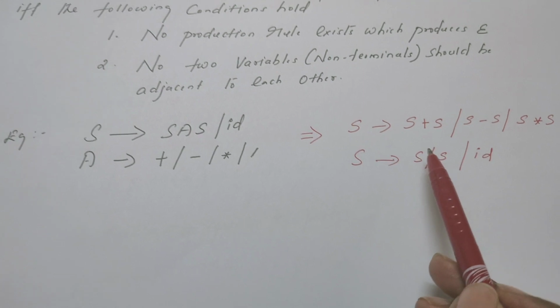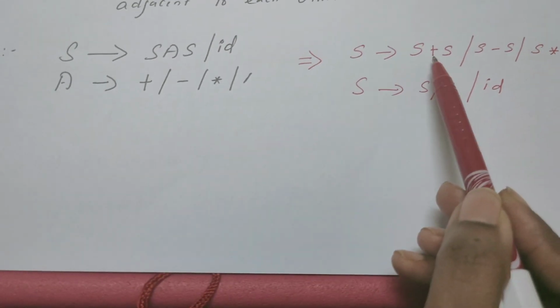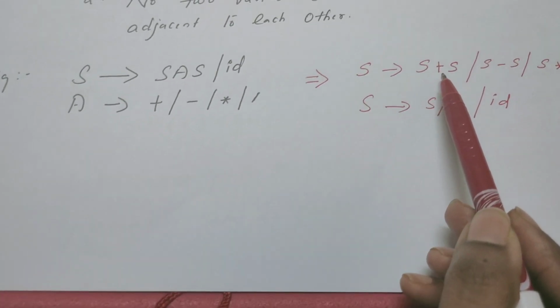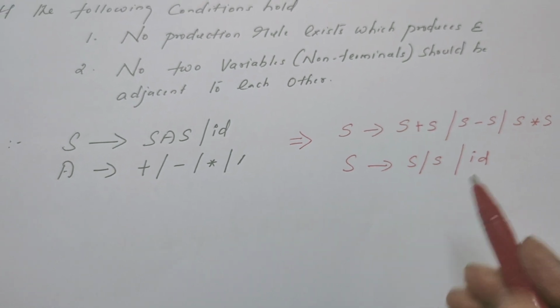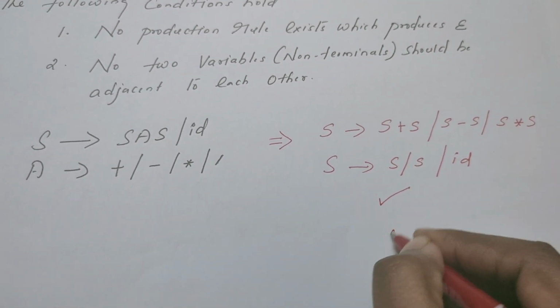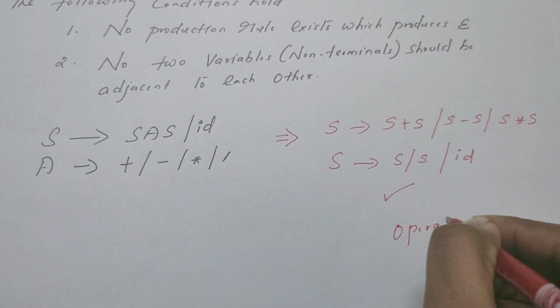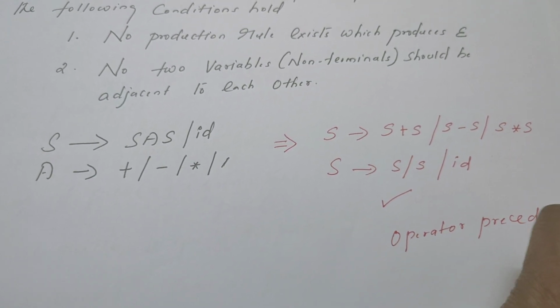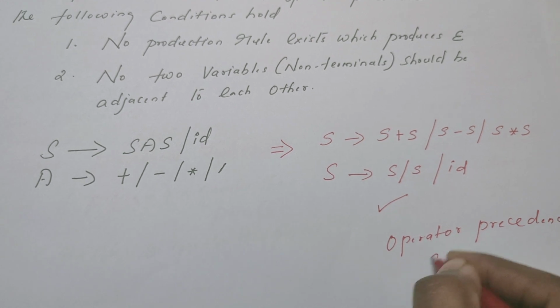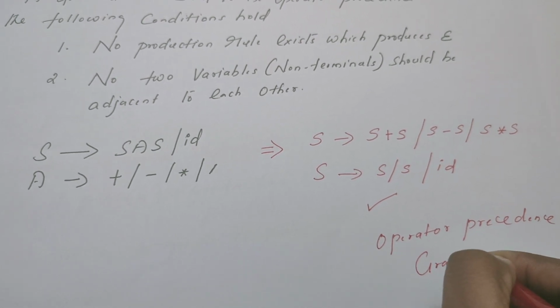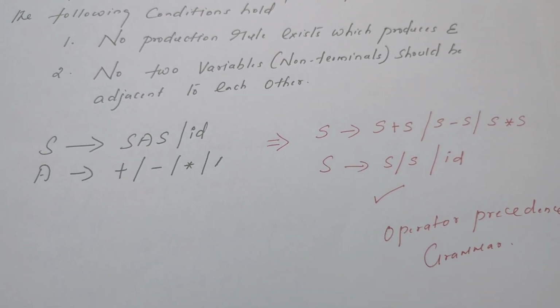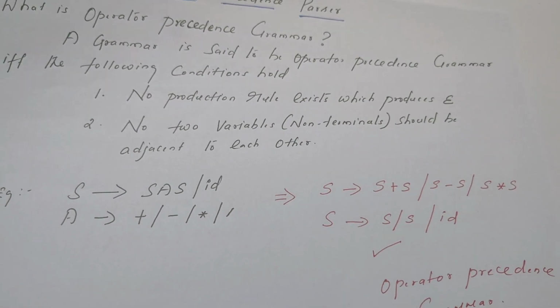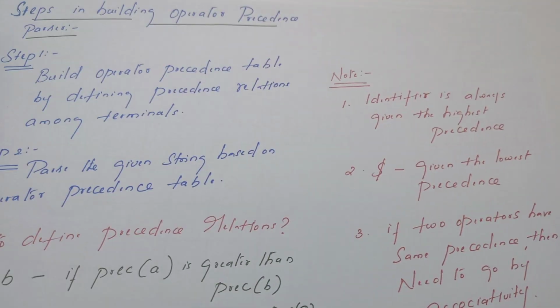Okay. Now if you look into the grammar, nowhere on the right hand side of the production rules are two variables adjacent to each other. So this is operator precedence grammar, and this grammar is suitable for operator precedence parsing. Okay. Now let us see how to build the operator precedence parser.